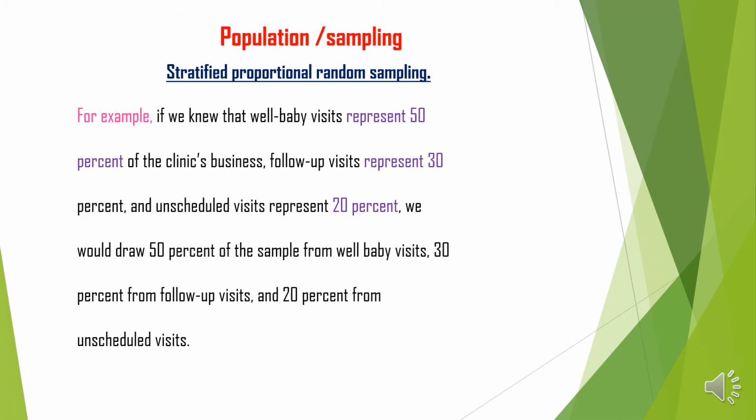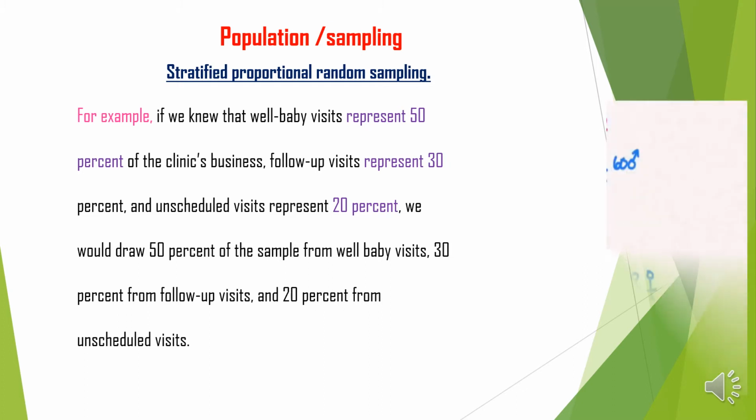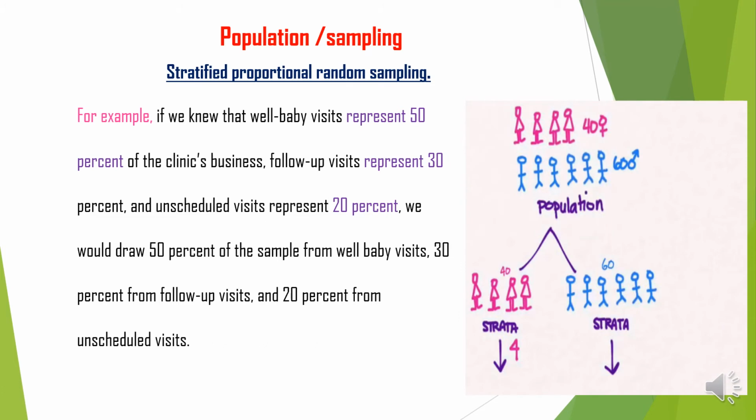I will take the sample according to the percentage of the people coming. So from the 50% coming, I will take 50%, from the 30% I will take 30%, and from the 20% of the people I will take 20%. So my sample is according to the total population division. Here is an example to make it very simple for you.